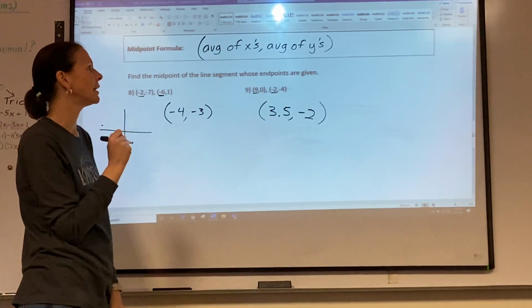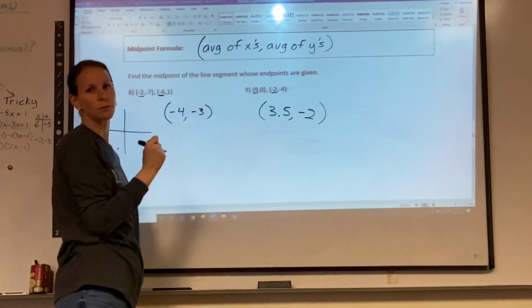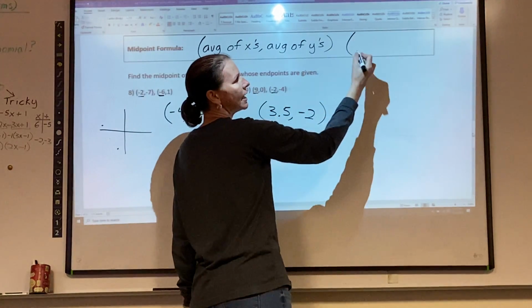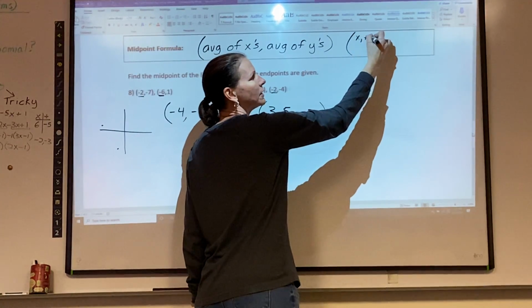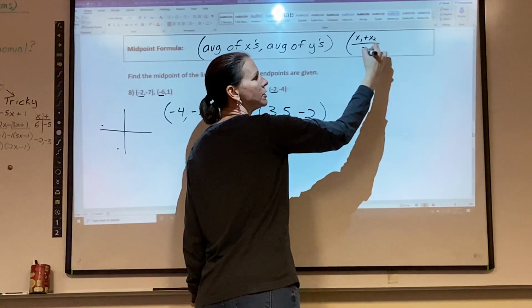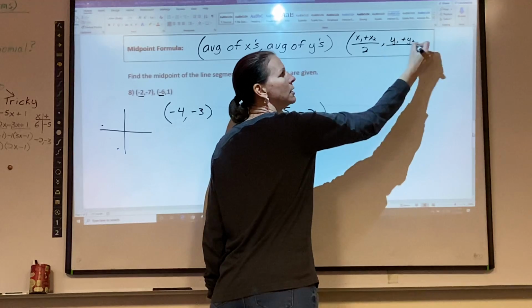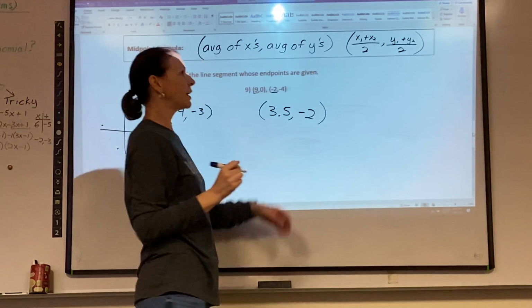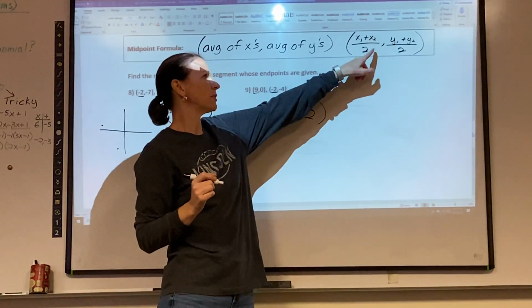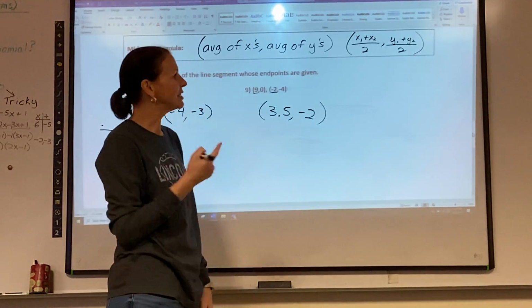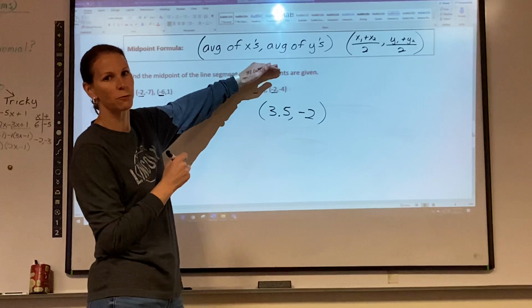Now if you look this up online, they probably aren't going to tell you that the formula is average of the x's, average of the y's. It'll probably look like this online instead: x1 plus x2 all over 2, comma, y1 plus y2 all over 2. What I want you to notice is all they did was add them together and divide by 2, which is the same as taking the average. So I just think this is a little easier way to remember the formula.